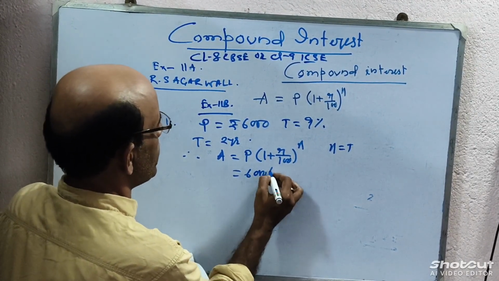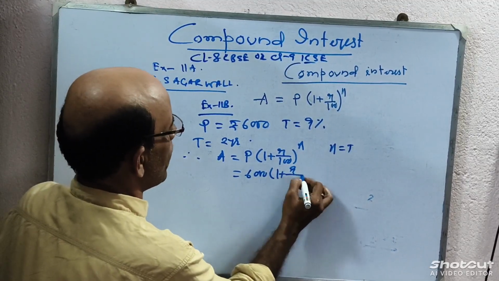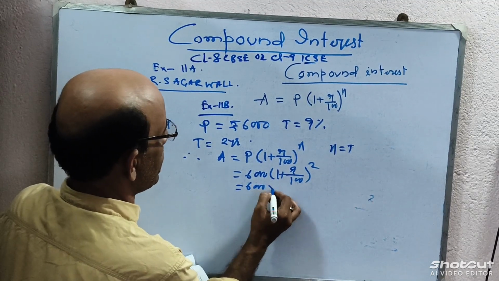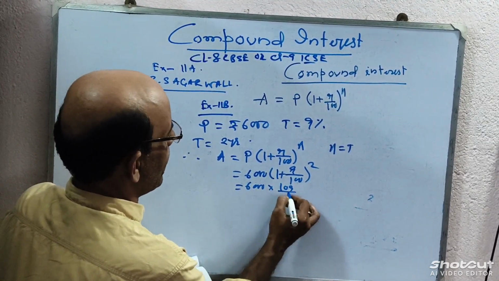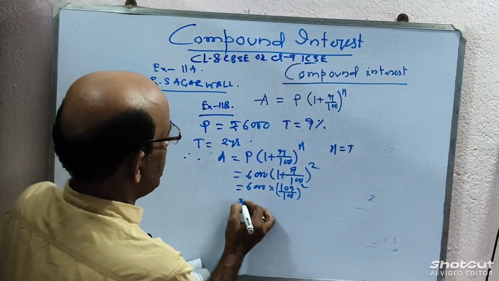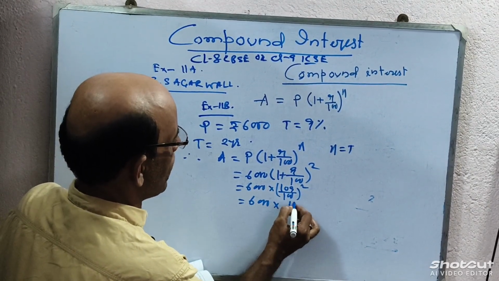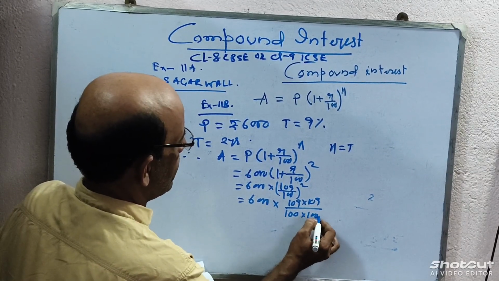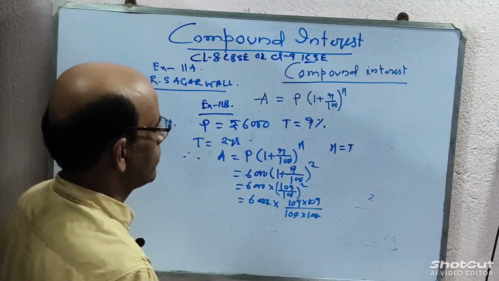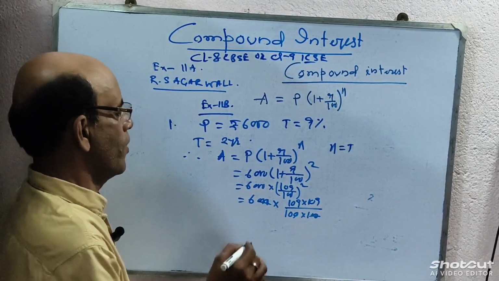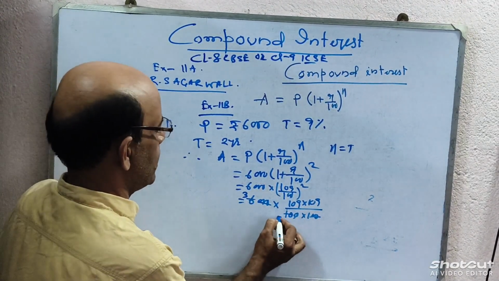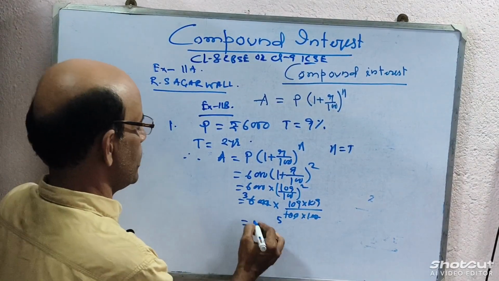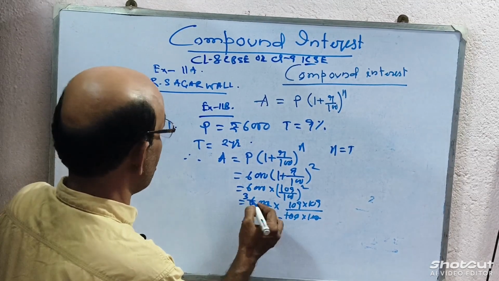Principal is equal to 6000 into 1 plus R, which is 9 by 100, whole to the power 2. Therefore, 6000 into 109 by 100 whole square is equal to 6000 into 109 by 100 into 109 by 100. Two threes are, 2 fives are, therefore 109 into 109 into 3 divided by 5, this will be the amount.